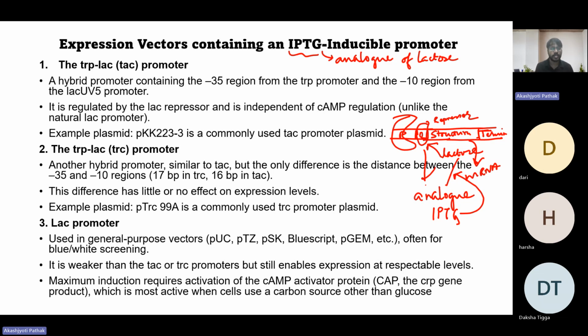So we are using the same system when we are expressing our protein. This is IPTG. Remember that it is an analog of lactose. There are different types of promoters. One is this trp-lac promoter. Then there is the trc promoter, and there is a lac promoter. Okay, simply.